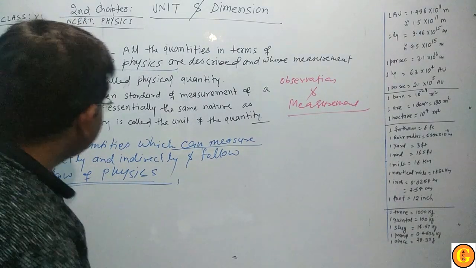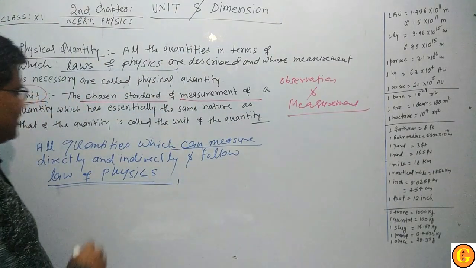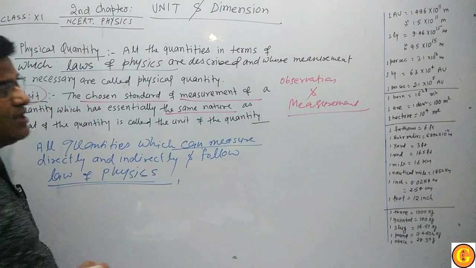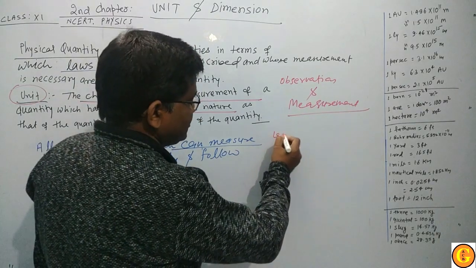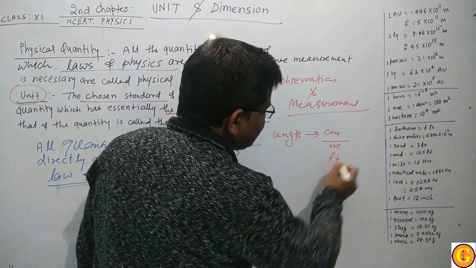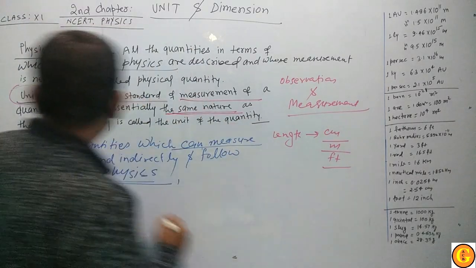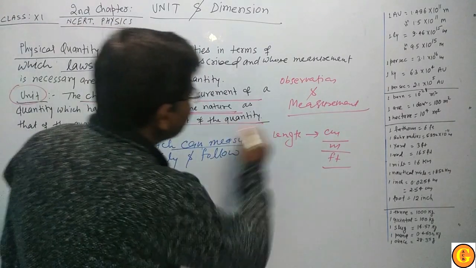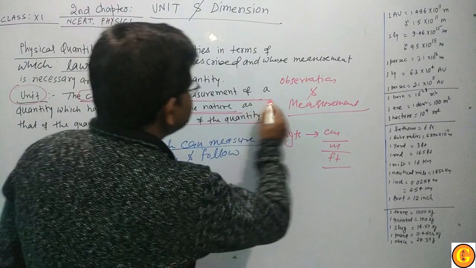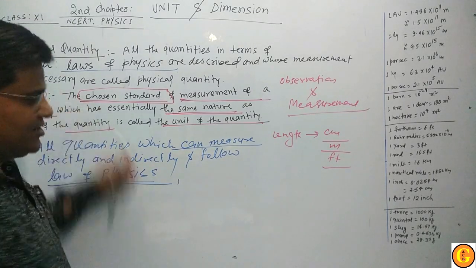What is a unit? A unit is the chosen standard of measurement of a quantity which has essentially the same nature. Same nature means if you want to measure length, then the unit chosen is centimeter, meter, feet and other units, and that is called the same nature. That chosen standard of measurement of the quantity is called the unit of the quantity. Chosen standard, this one is important. This is called the unit.